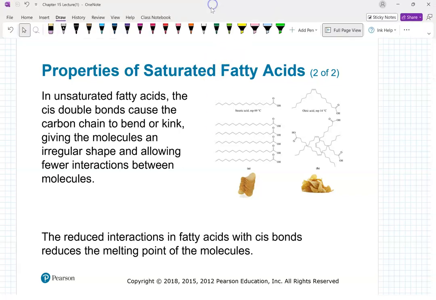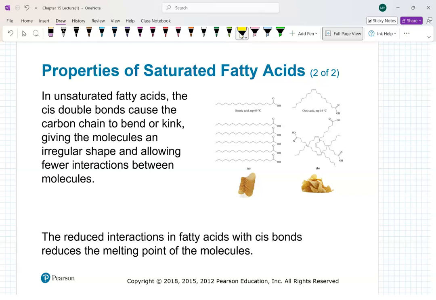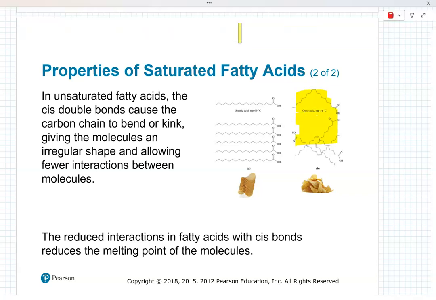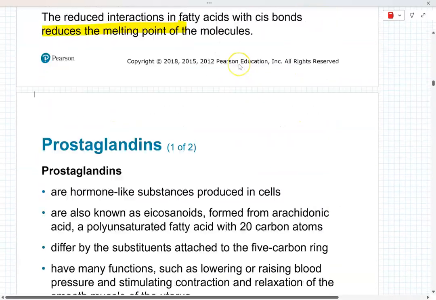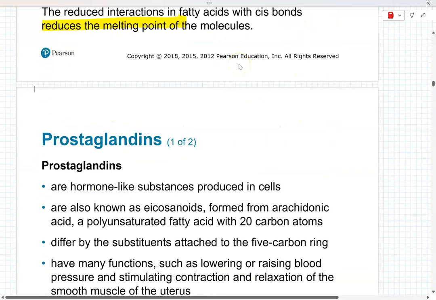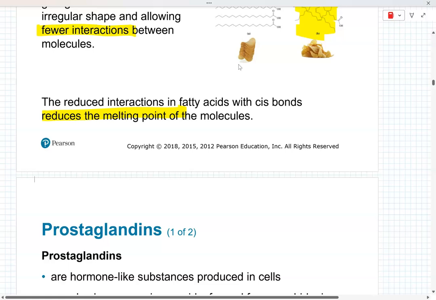Now, as we mentioned before, when you start looking at unsaturated fatty acids, the carbon chains are kinked, which means that there are fewer interactions. Okay, does that make sense? And the melting point is reduced. Okay? Good?